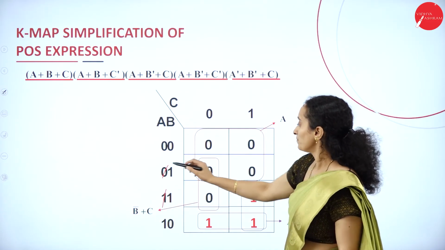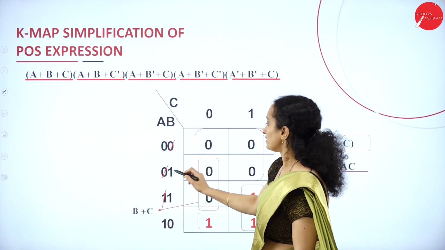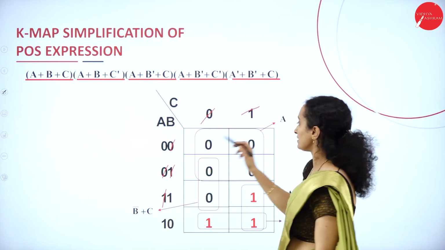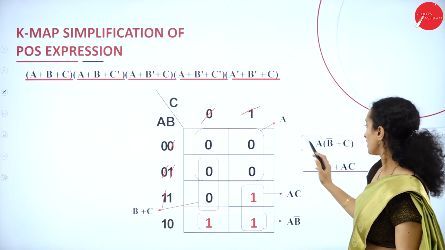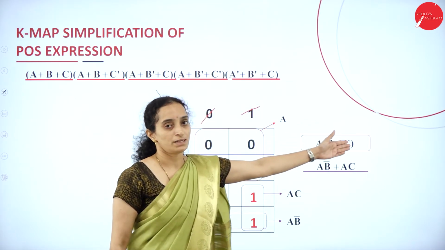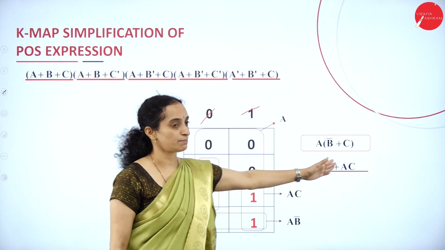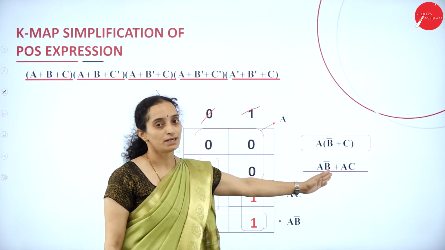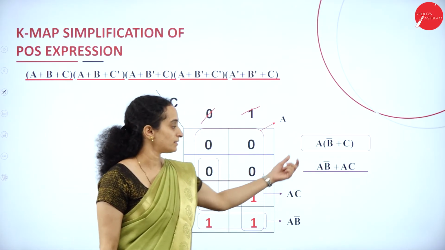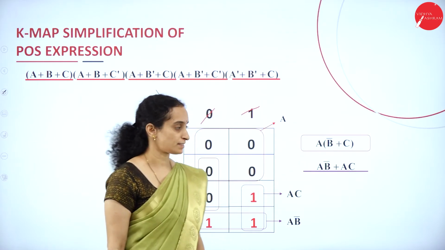In this group, this will be cancelled. This will be cancelled. So what remains is the A. The final expression will be A into B dash plus C, which can be simplified as A into B dash plus A into C. So you can simplify the expression.